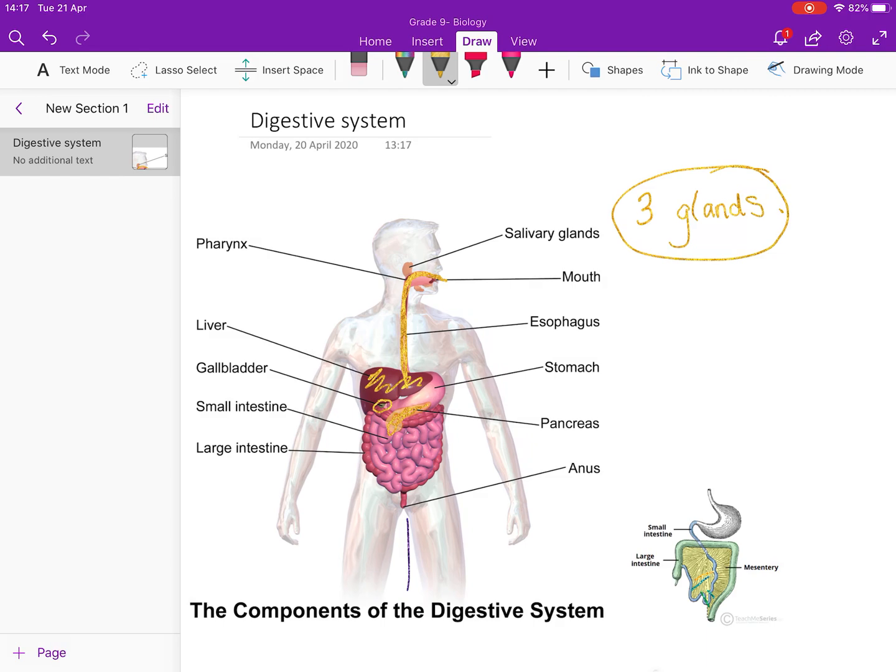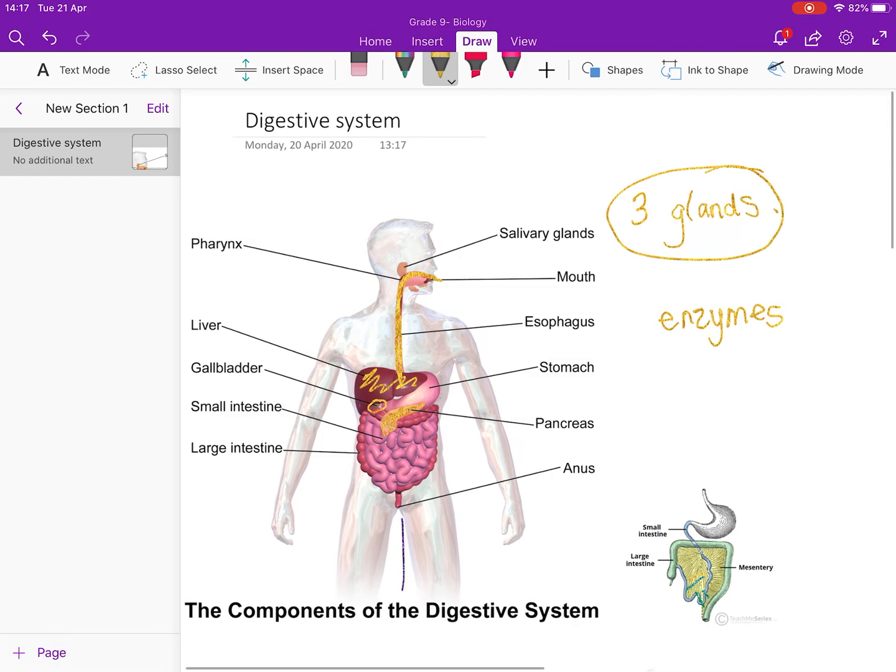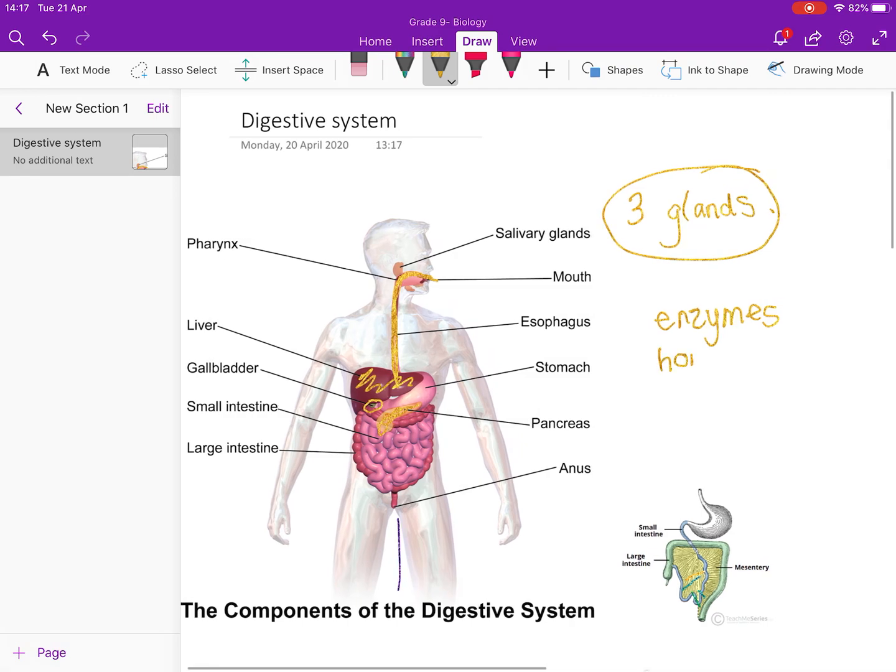The next component of the digestive system is called the enzymes, the hormones, the blood, and the nerves. So these are all components of the digestive system, and they all contribute to the digestive process.